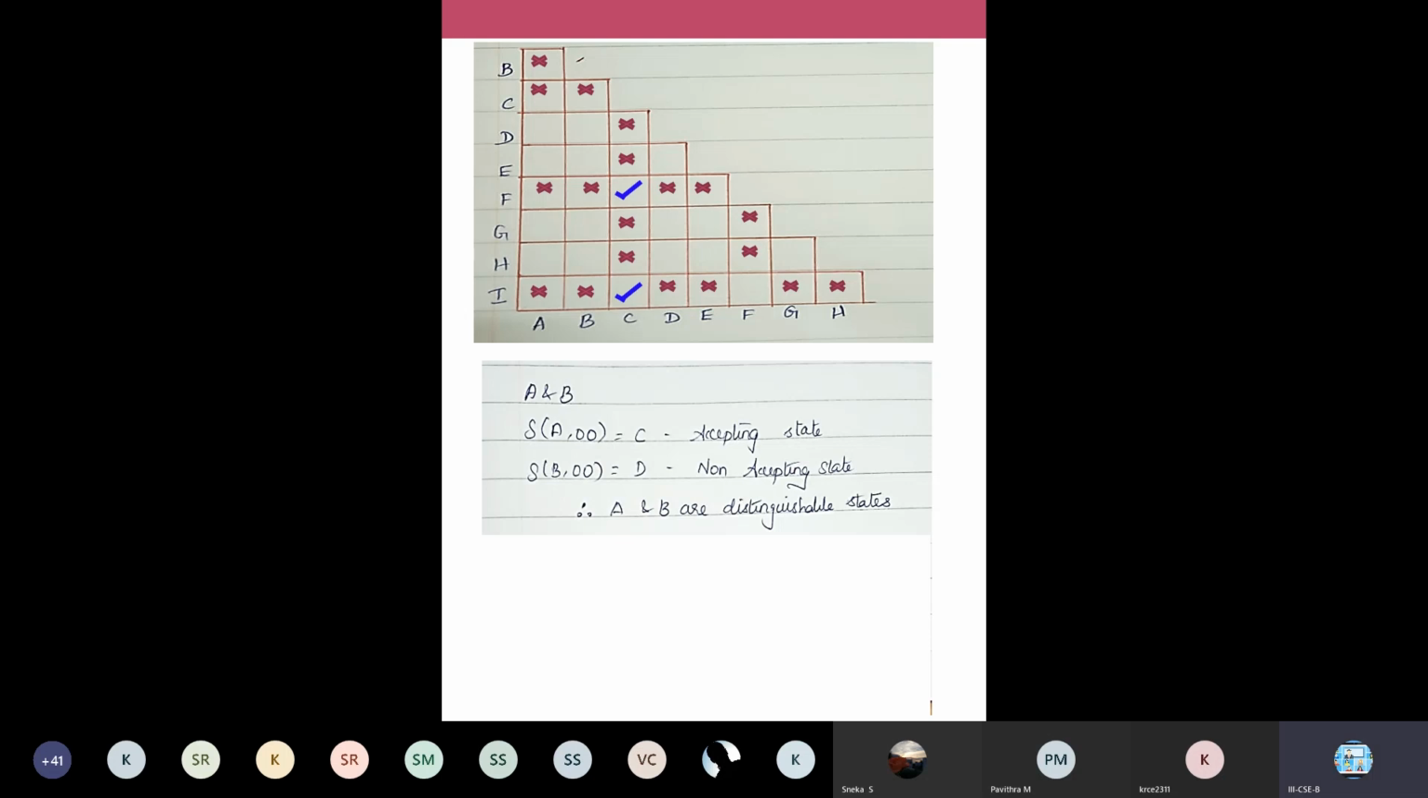So like this, to choose a string easily, this is one trick. From a particular state, you choose a string in such a way that you reach an accepting state. That's why I chose 0, 0 here. Applying 0, 0, you get an accepting state on A, and on B you get a non-accepting state. So they are distinguishable states, and mark an X symbol here. Then compare A with D.